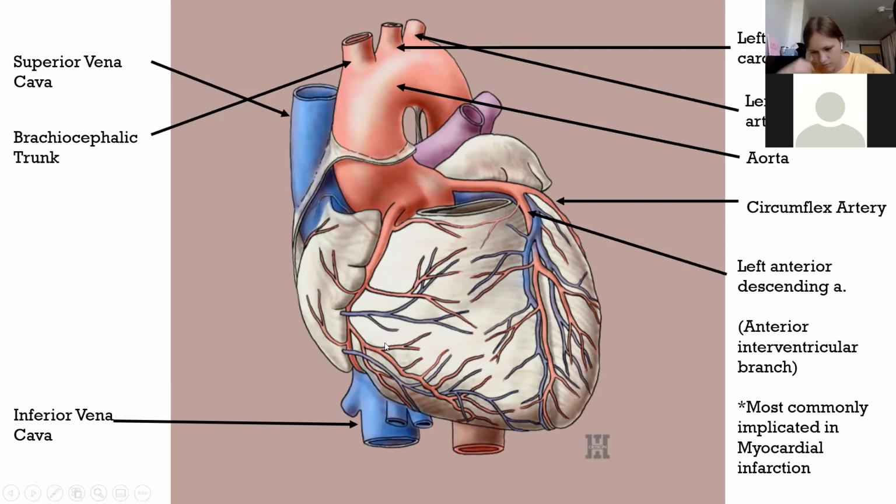Okay, so we see over here the aorta and the superior and inferior vena cava, but branching off of the aorta, particularly here on the left, we have the circumflex artery and the left anterior descending artery. The left anterior descending artery is the artery that's most often implicated in myocardial infarction.